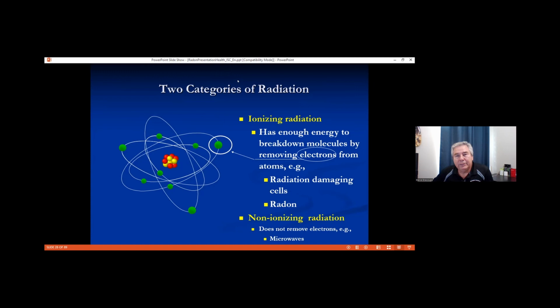So here, ionizing radiation. Radon will cause ionizing radiation, and in certain cases you get these ions that are created, which could break down certain parts of the body or parts of cells. And there's that danger that it damages the DNA of cells.